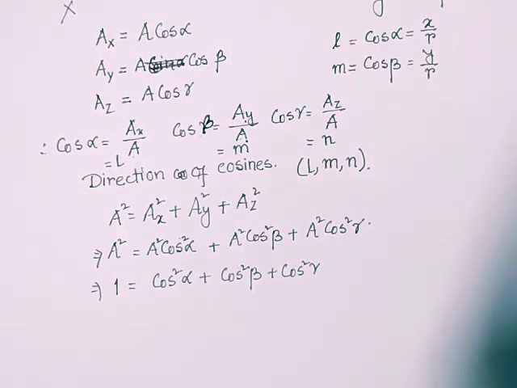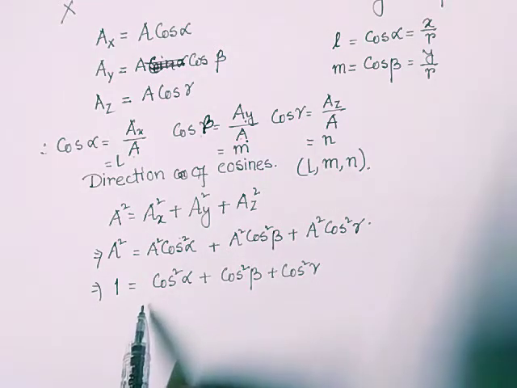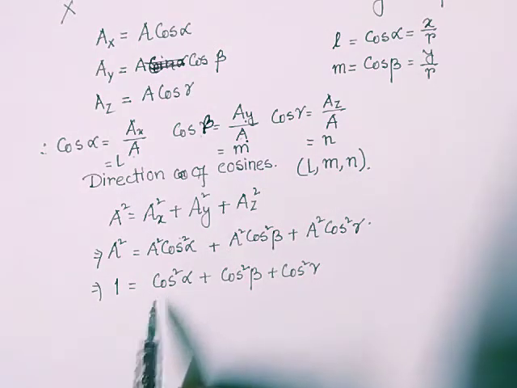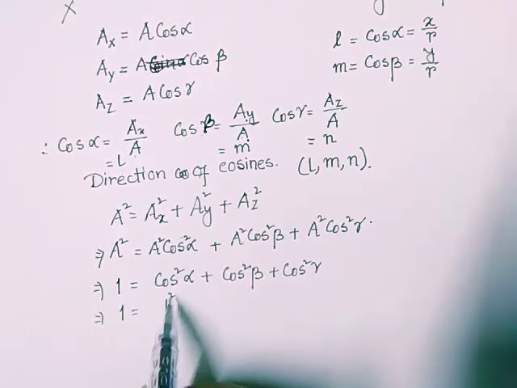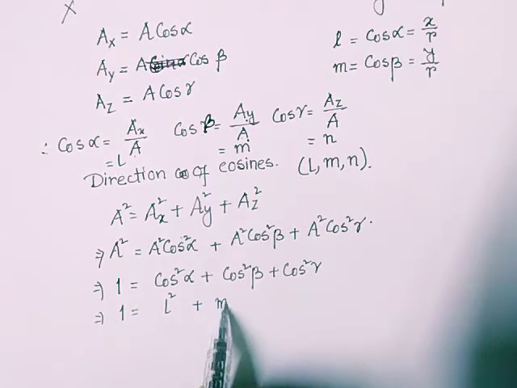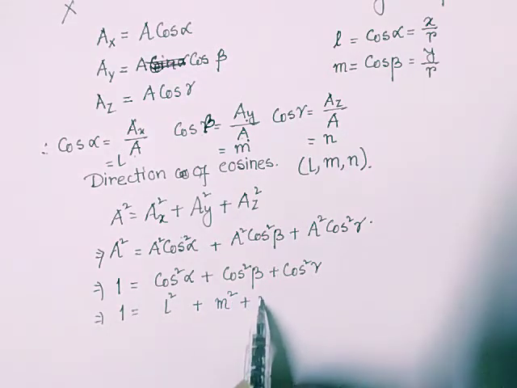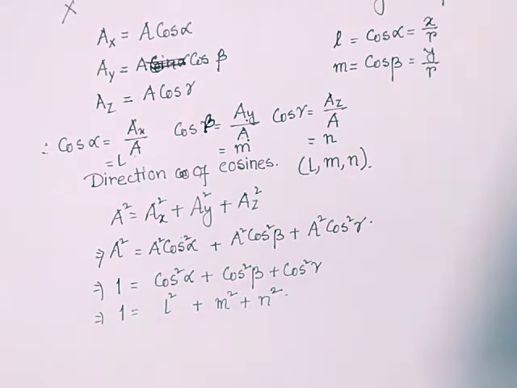This is a very useful and fundamental relation. So we know that cos alpha is L, and we can write 1 equals L square plus M square plus N square. So this is another useful relation that relates the three direction cosines.